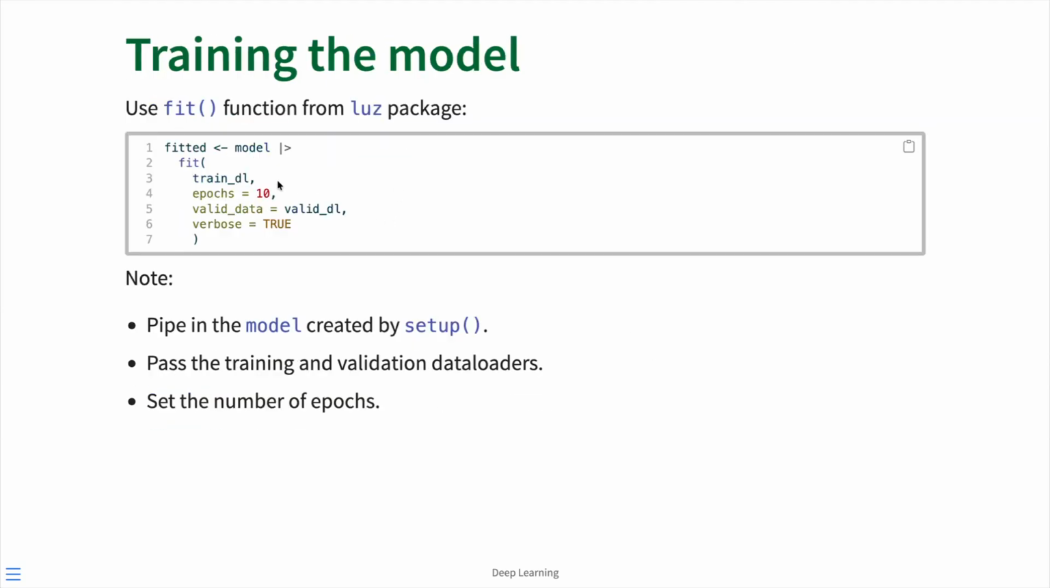Then we can use a function called the fit function, which is also from the luz package. Okay, so now we're piping the model variable that we created on the previous slide. We pipe it to fit. We specify the data loader for the training data, okay, the number of epochs that we want to run the model for. Right, remember, that's the number of times that we pass over the entire data set. Here we're also supplying the validation data with the validation data loader. Okay. And we're using this verbose equals true argument so that we get more output reported by this function.